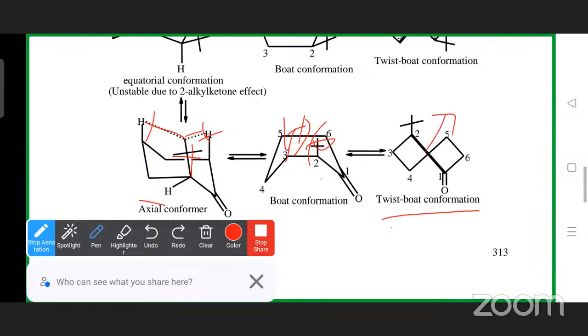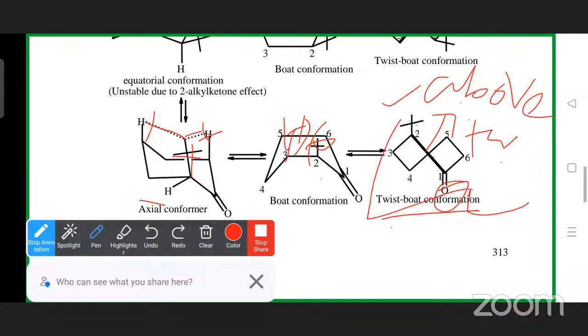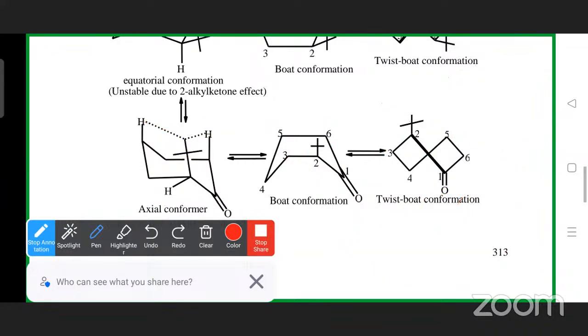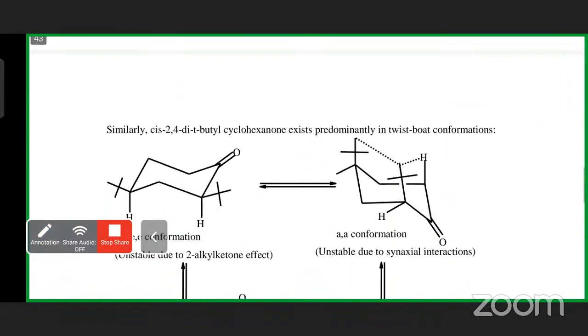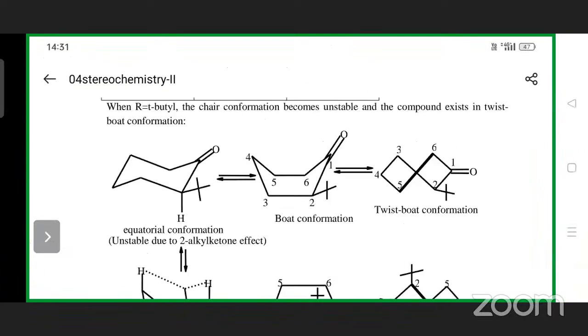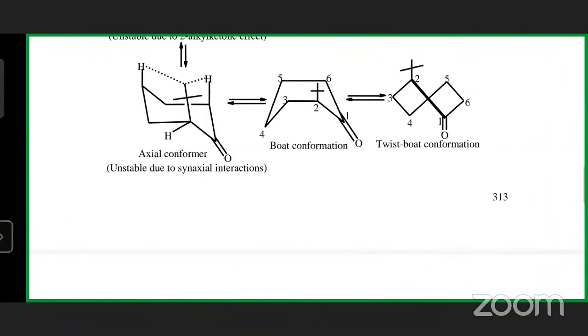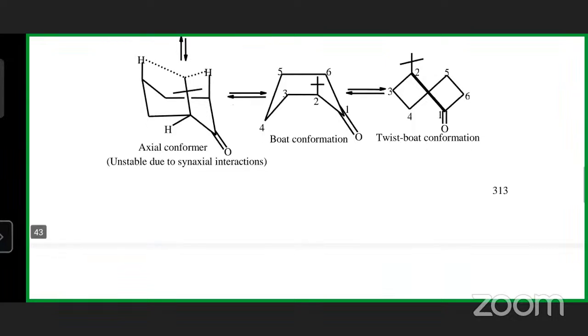And in the twist boat form, this bond is above the plane, and this CO group is on the plane. This is above the plane and that is on the plane, so both are in opposite directions. You cannot observe any interactions or repulsions here. That's why this is the most stable conformation: the axial conformation of the twist boat is the most stable conformation.